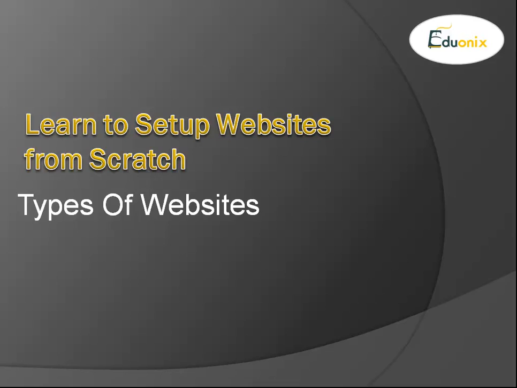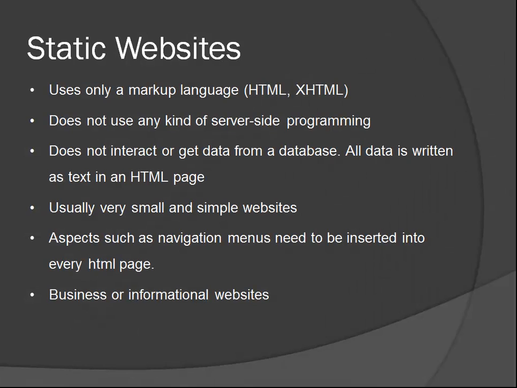Alright, so now that we know the different components of a website, I want to go over the different types of websites that are out there. The simplest type of website is a static HTML website, and it's basically just HTML. There's no server-side programming. It doesn't interact or get data from a database. All the data that you see on the screen is written in the HTML file as text and of course HTML tags.